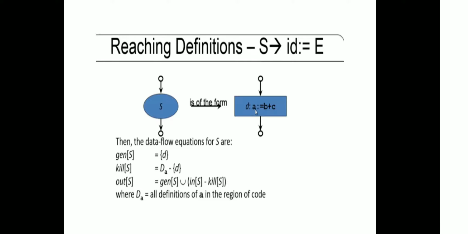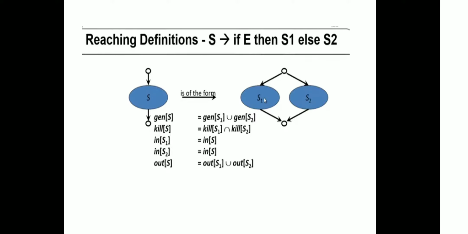Okay, but if there is an if else statement, what data flow equation does it generate? So a statement can be: if expression then statement S1 else statement S2. If this statement is there, how is the data flow equation going to be computed? So here, how are we going to compute gen of S? It is gen of S1 union gen of S2. So there is a union between these two.